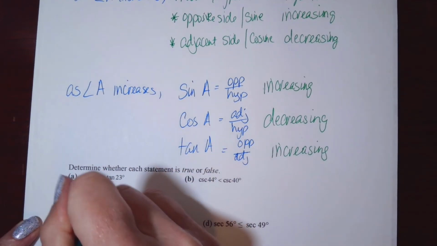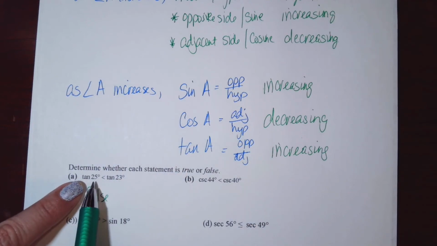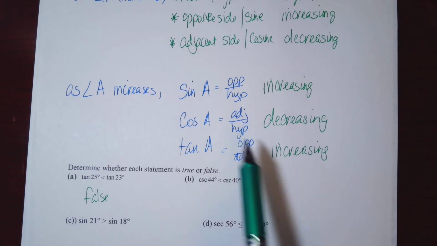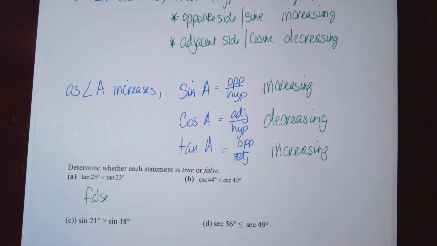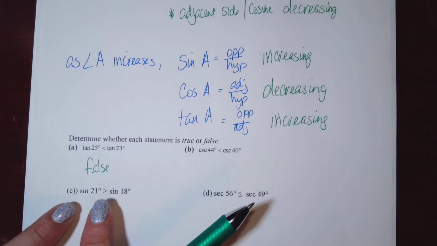Well, this is going to be false, because this says that as the angle gets larger, the tangent function value is less than that of a smaller angle. And we just said tangent is increasing. So that's not true. Okay, these are both reciprocal function values, so let's skip down here and look at C first.